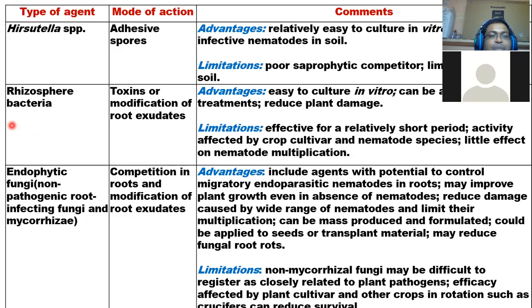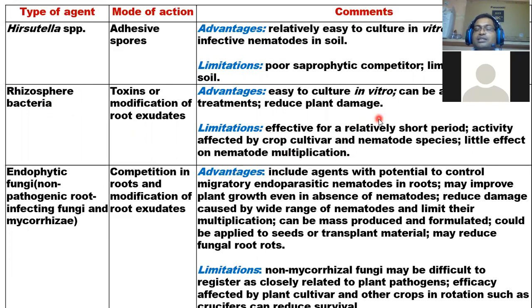Another one is bacteria. These above were all fungi; now we are talking about the bacteria. These bacteria produce toxins, especially the rhizobacteria, as I told you. If you apply and enrich organic amendments around the roots, the root will produce more root exudate. Root exudate attracts the most beneficial microorganisms, especially rhizobacteria. These rhizobacteria produce toxins or sometimes modify the roots. If the root is modified, or trapped and matted with these beneficial microorganisms, there is no room for nematode penetration. The advantage is that they are easy to culture.